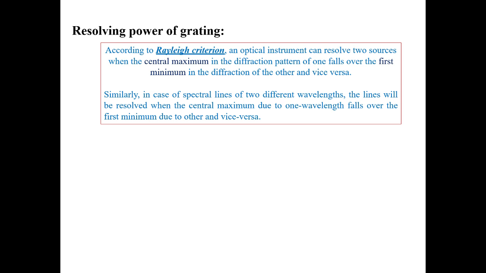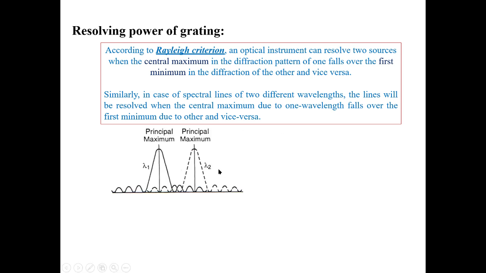According to Rayleigh, an optical instrument can resolve two light sources when the central maxima in the diffraction pattern of one source falls over the first minima in the diffraction pattern of the other, and vice versa. Similarly, in the case of spectral lines of two different wavelengths, the lights will be resolved when the central maxima due to one wavelength falls over the first minima due to the other, and vice versa.